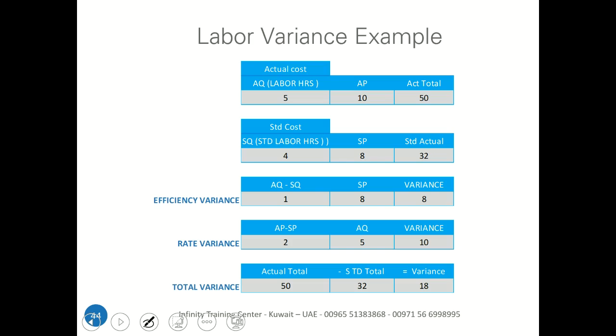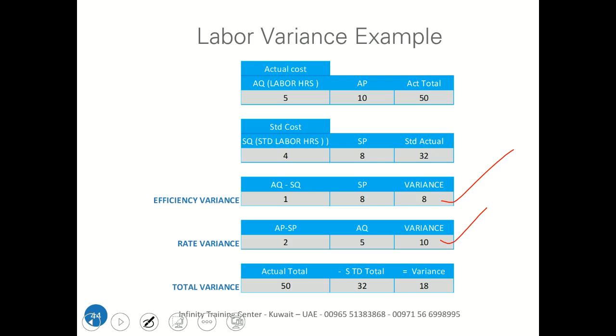Okay, so we have here an efficiency variance of $8 and a rate variance of $10. So total variance is coming to $18. If we closely look at how much we spent, actually we spent 50 and the standard is 32. So we spent $18 extra. And how did we spend extra? Because of efficiency we spent $8 and because of rate we spent $10.